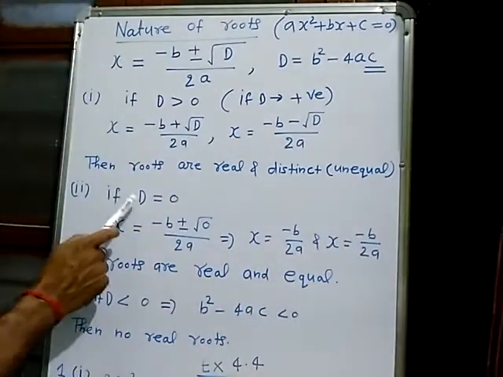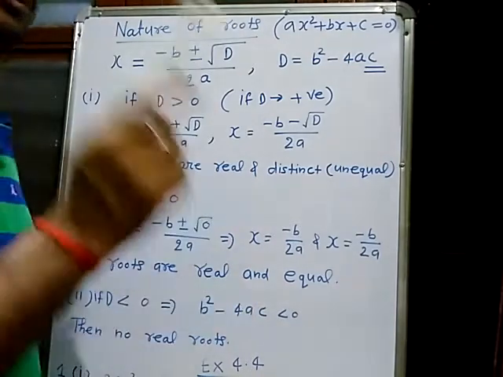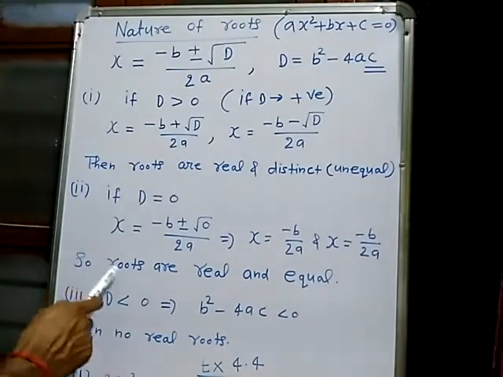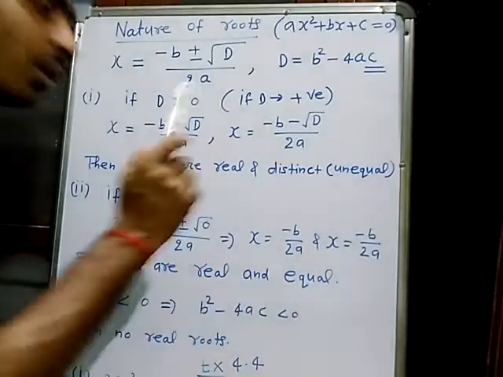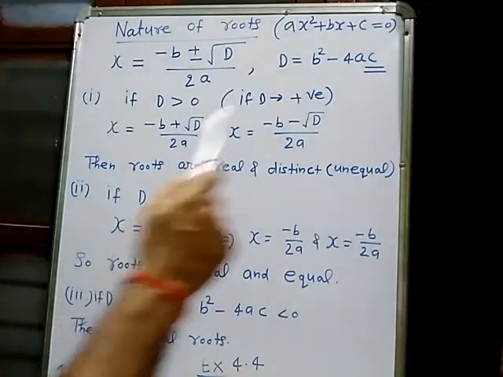So therefore if D is equal to 0, the discriminant is 0, means b² - 4ac = 0, then the roots are real and equal, means both roots are real and equal. So the roots are real but they are equal also.